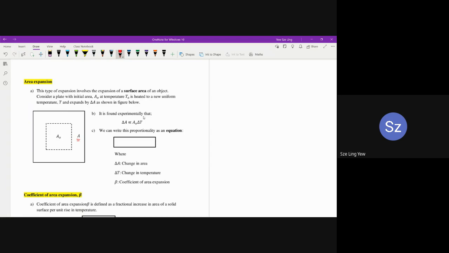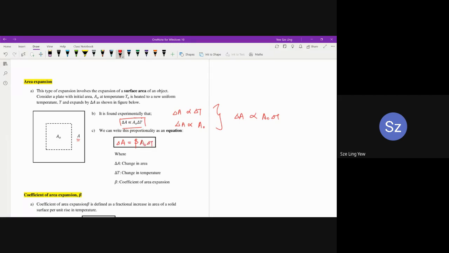So it is found experimentally, and again you obtain the same relationship. Scientists found that delta A is directly proportional to delta T, and delta A is also directly proportional to A0. So when they combine these two relationships, they obtain a new relationship: delta A is proportional to A0 delta T. And again, you want to change it into a mathematical equation, so you add a constant. Since it is a new constant, we call it beta. Delta A equals beta A0 delta T.